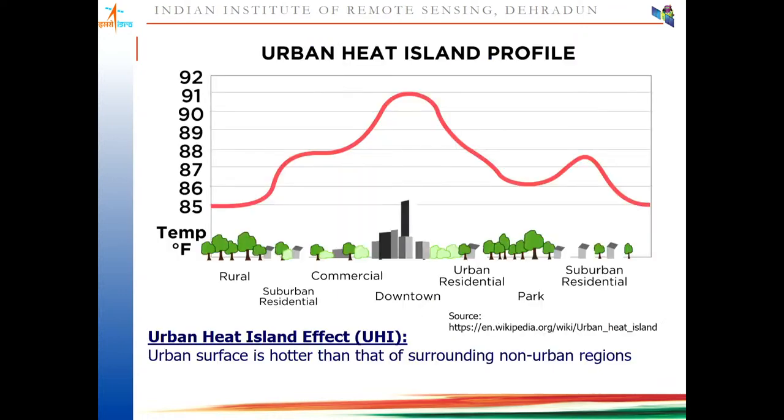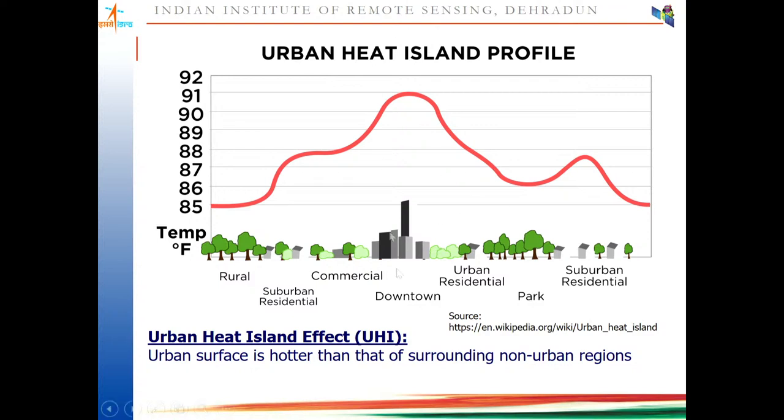Now, this is part of our different aspects of urban microclimate parameters, and how remote sensing can help you get information about those parameters. Now we'll come to the most talked about phenomenon, that is urban heat island. Whenever we talk about urban microclimate or urban climate, this is the most talked about phenomenon, where basically the urban surface is hotter than the surrounding non-urban regions.